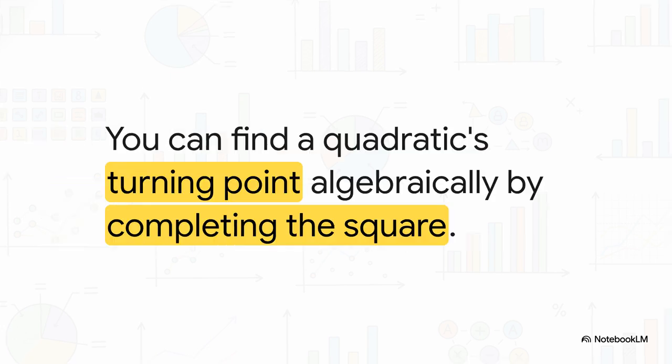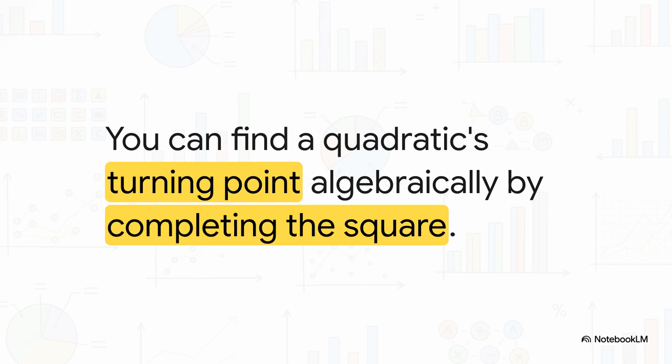And then you've got the turning point, which is that single lowest or highest point before the curve starts heading back the other way. And here's a pro tip for your exam. You don't actually need to draw the graph to find the turning point. Nope. You can find it using algebra with a technique called completing the square. By rearranging the equation, you can literally just read the coordinates of the turning point straight from your answer.